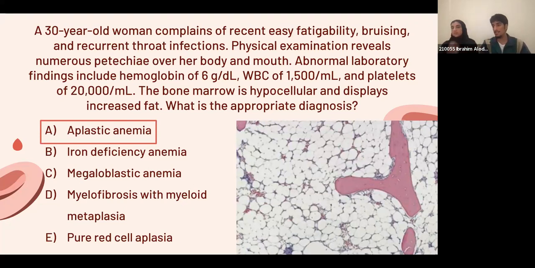Also benzene, gasoline. So be careful. That's a high yield thing. It's a high yield toxic substance. You might get a question on it later.